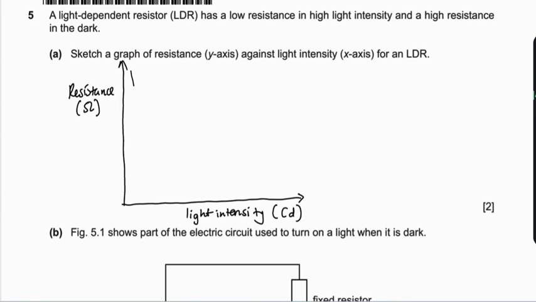So this will always be an exponential decay. Right, so as light intensity increases, the resistance will drop, and vice versa. So this is how the graph will always look for light intensity versus resistance of an LDR.